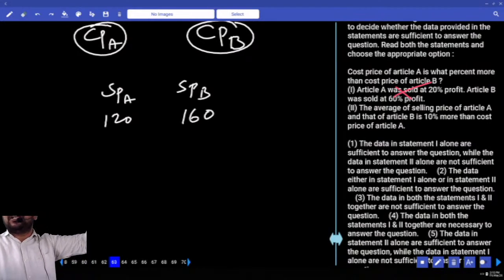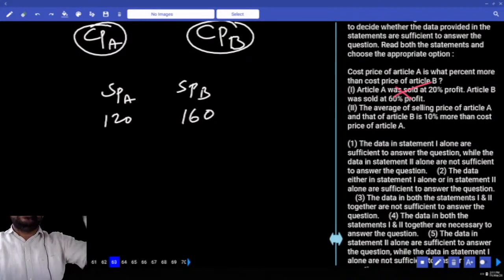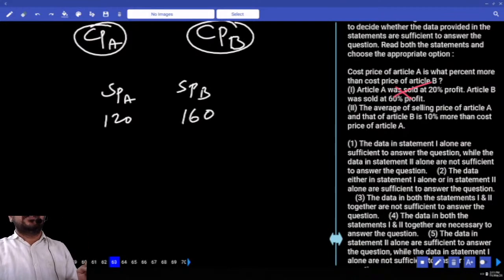No. But if you combine the first statement also, the selling price of A and the selling price of B, we know from the first statement. If you use those values, then we will get the cost price of A. Once we get the cost price of A, then we will get the cost price of B. Once we get the cost price of A and the cost price of B, then we can find how much percent more the cost price of A is than the cost price of B. Is it possible to find out or not? Yes, the answer is possible. So your answer is what?